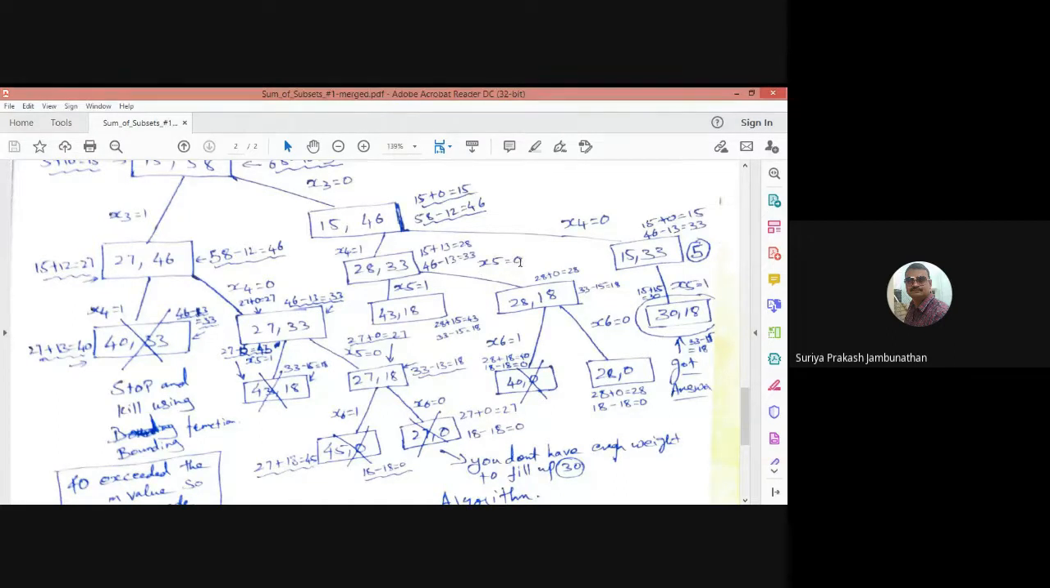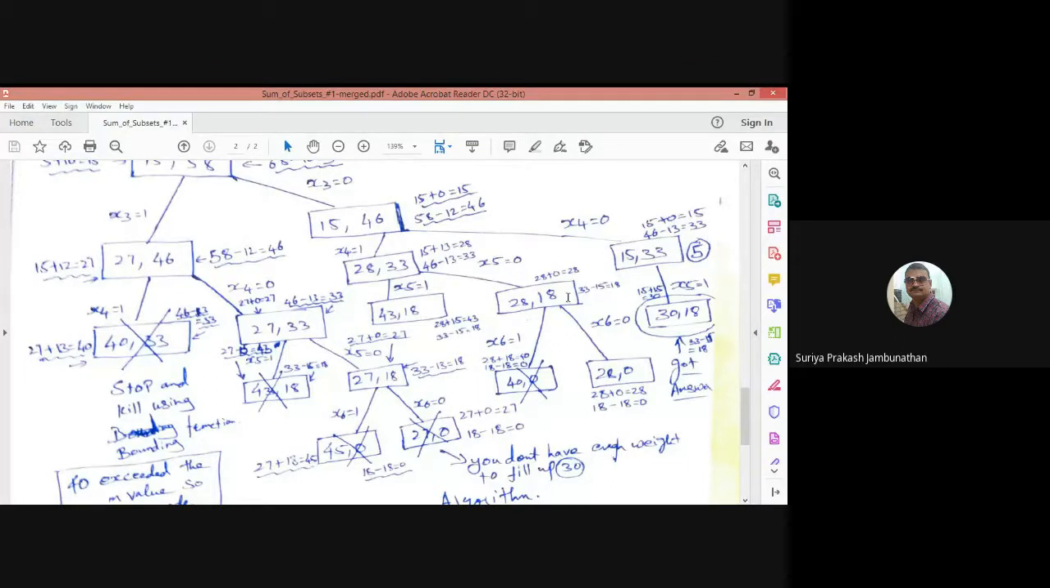So when we are not considering x5, what happens? Here the value 28 plus 0 is equal to 28. So the same value 28 will come, and here the value will be reduced, 33 minus 15. So 33 minus 15, we get 18. So 18 we put here.